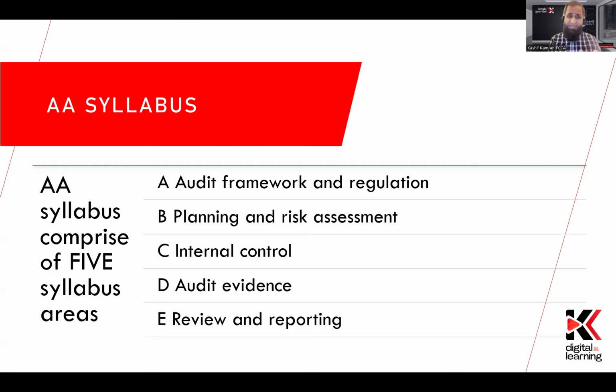Syllabus areas B, C, D, E are very, very important for section B of the paper, which is worth 70 marks. A is a syllabus area which can impact B, but it's more relevant to section A of the paper.